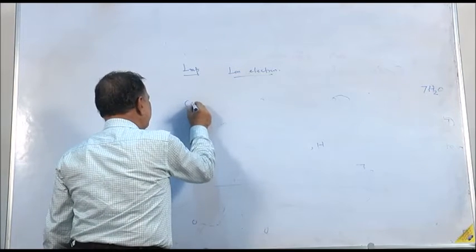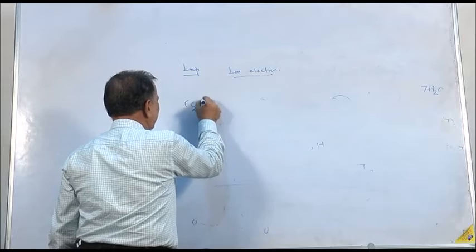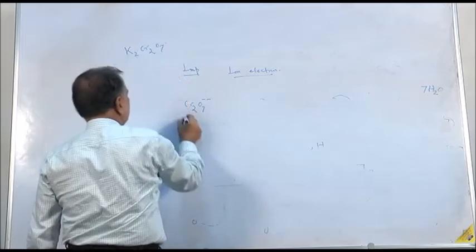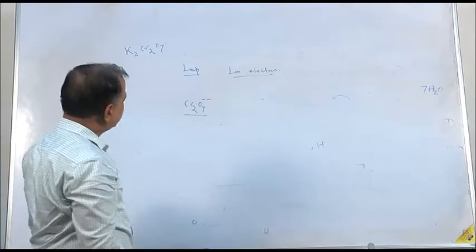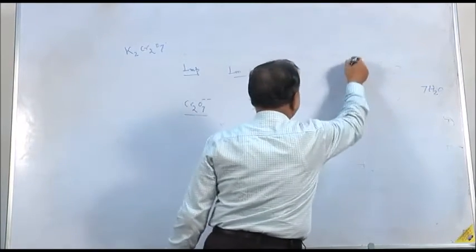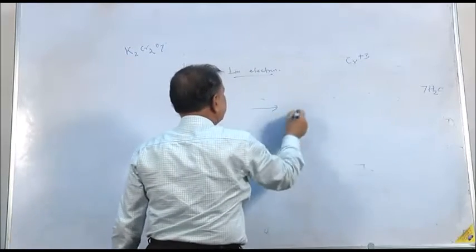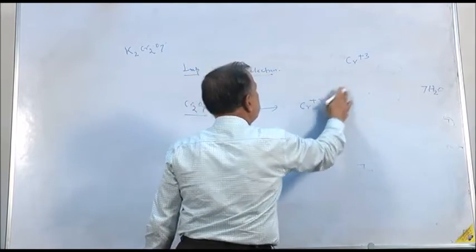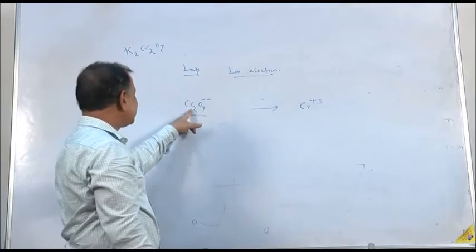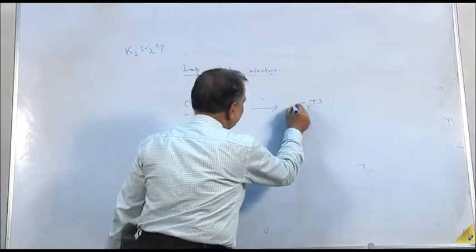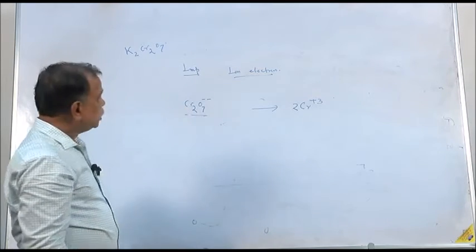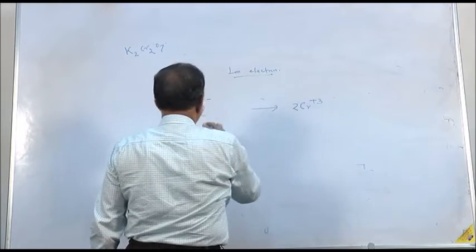Suppose in ionic form we write potassium dichromate as Cr2O7 2-. We don't need to write K. When this is treated, it changes to chromic sulfate, where Cr is +3. So we write Cr2O7 2- going to Cr +3. To balance this, 2 Cr is there, so we write 2 Cr +3 because there are 2 chromiums. Then 7 O is there to balance.